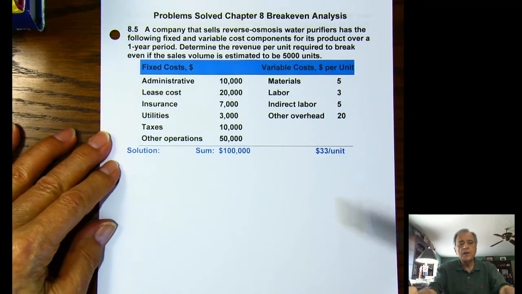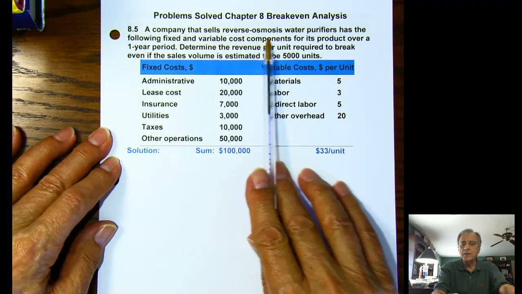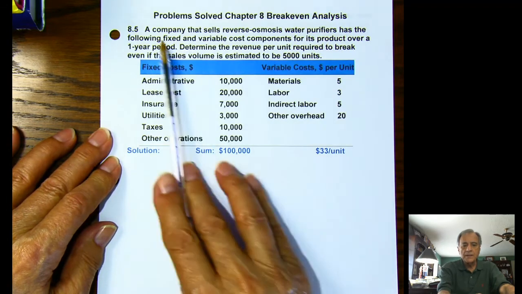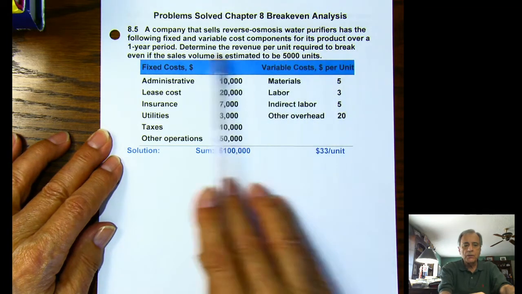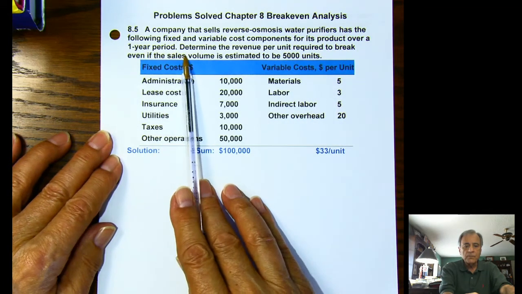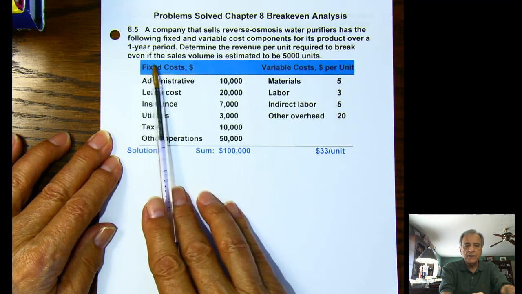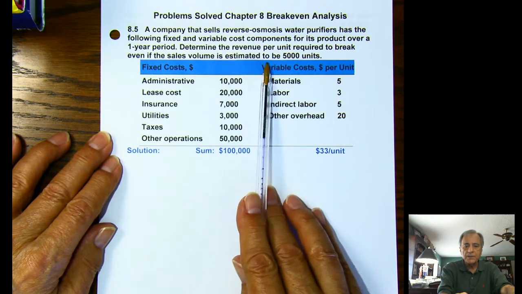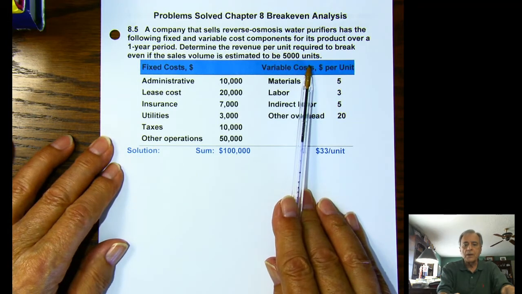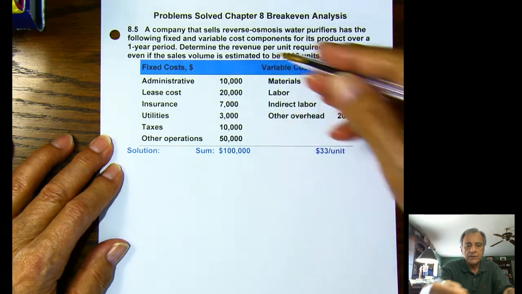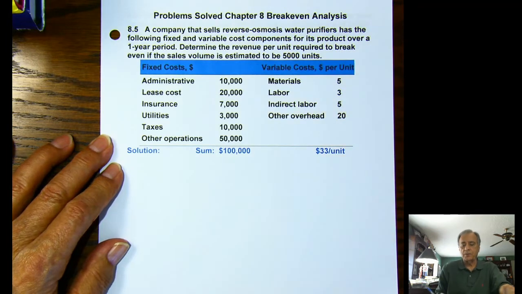The first problem is problem 8.5, and it states, a company that sells reverse osmosis water purifiers has the following fixed and variable cost components for its product over a 1-year period. Determine the revenue per unit required to break even if the sales volume is estimated to be 5,000 units, and that would be units per year. Because this is over a 1-year period, everything is per year, so we'll assume that's per year as well.